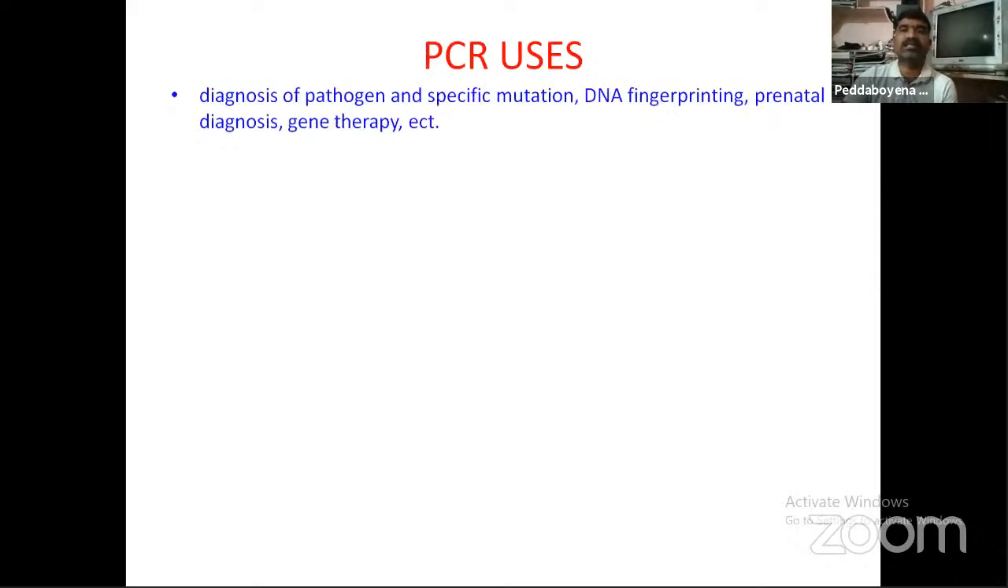And the next, the uses of PCR, you clearly observe. Uses are diagnosis of pathogens and specific mutations, DNA fingerprinting, prenatal diagnosis, and gene therapy. These are very, very important for detecting crime also. So that is DNA fingerprinting.